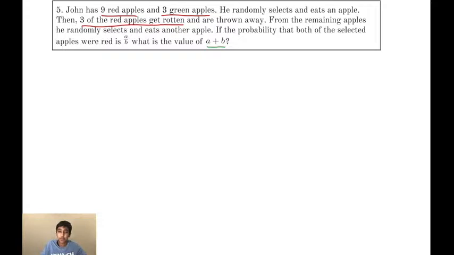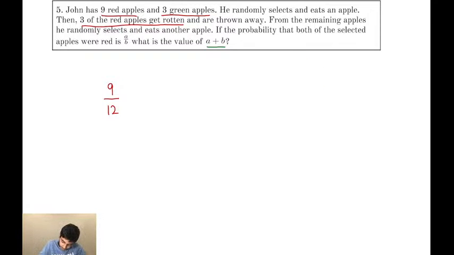Okay, so for this problem, what's the probability of getting a red apple in the beginning? We have 9 red apples and 3 green apples, so the probability of getting a red apple in the beginning is just 9 over 9 plus 3, which is 12. So a 9/12 chance of randomly choosing a red apple in the beginning. But then here's the trick of this problem. We have 9 red and 3 green apples. Sorry, I don't know why I drew blue.